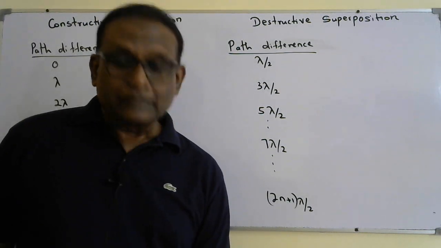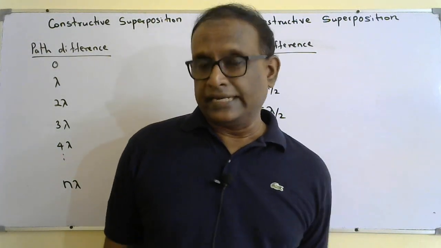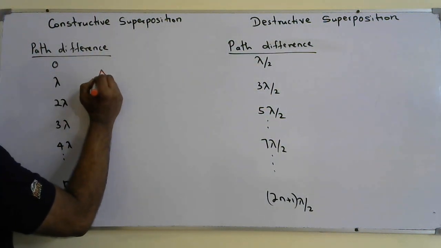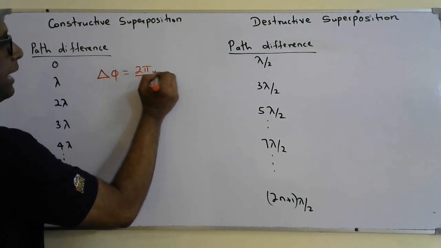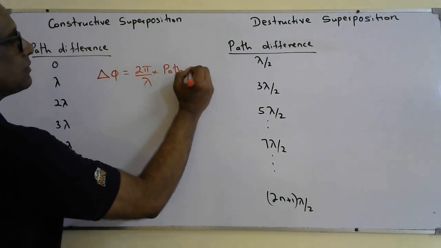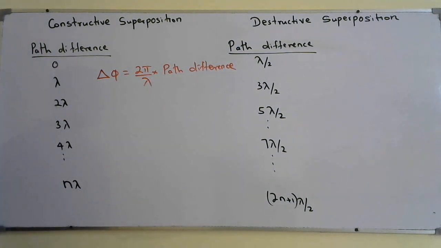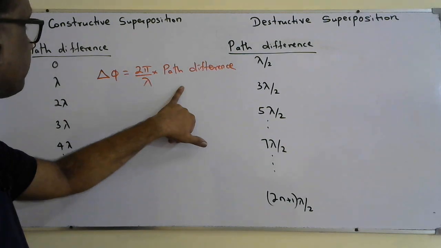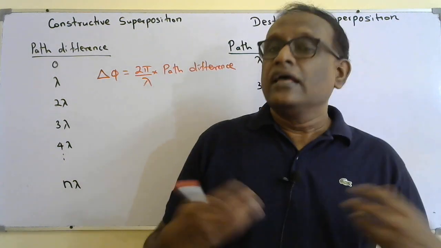But there's a mathematical relationship between path difference and phase difference that won't be given in the data sheet. Better remember that. It says the phase difference, which we can denote by delta phi, is equal to 2 pi over lambda times path difference. Phase difference equals 2 pi over lambda times path difference is the relationship between phase difference and path difference. So by substituting these values, you can find the required phase differences. Those are not measurable quantities, but anyway we can calculate them.